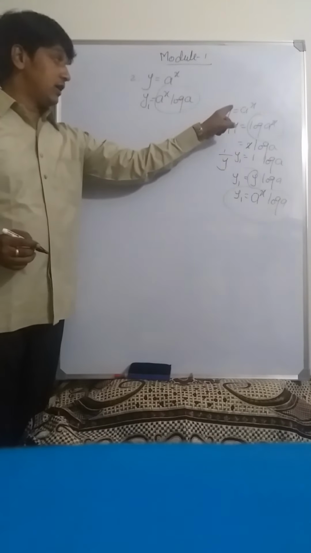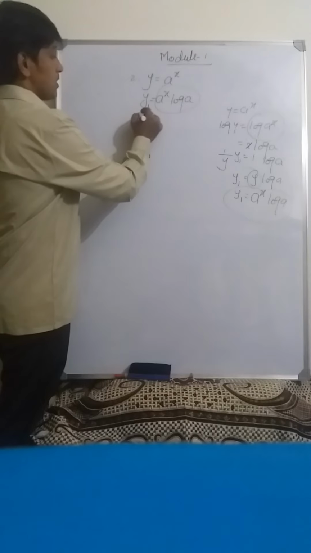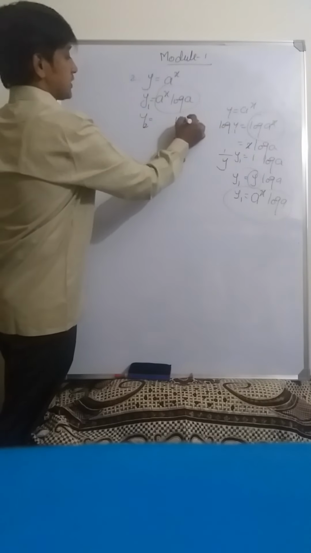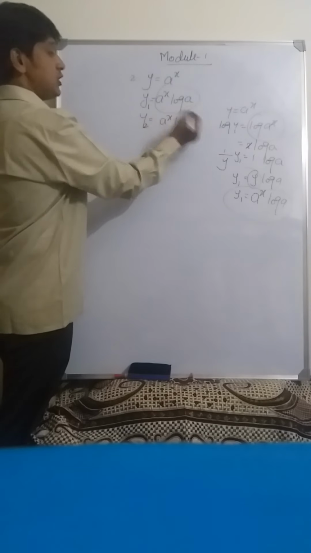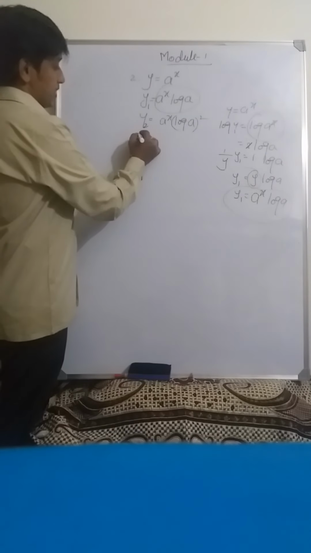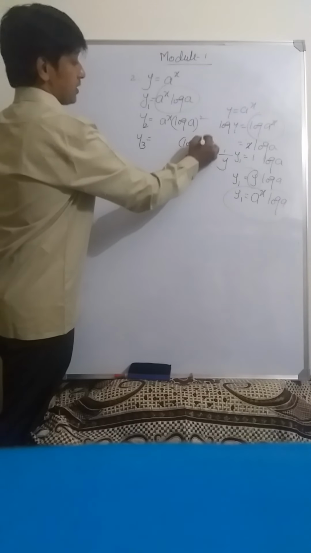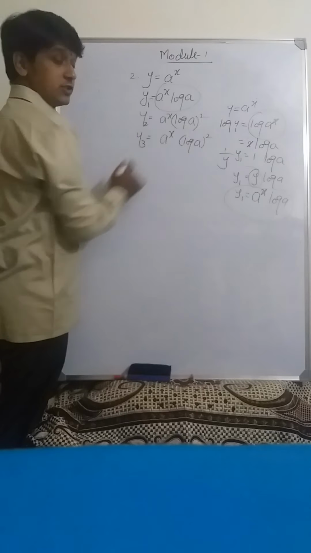So the nth differentiation of a power x. Differentiation of a power x is a power x log a. So I'm going to get now the second differentiation. Log a is constant. Differentiation of a power x is a power x into log a. So log a into log a becomes log a whole square. Now if you differentiate one more time, log a whole square will be the same as it is, but a power x differentiation is a power x into log a.